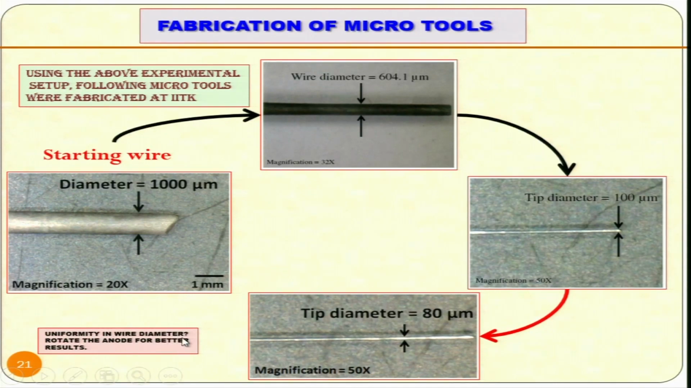Uniformity in wire diameter. Rotate the anode for better results. I have already mentioned it in the earlier slide, because you can see here it is not very uniform wire, and the student did not rotate the tool, did not rotate the workpiece, hence you get the non-uniform diameter of the machined wire or the tool obtained.